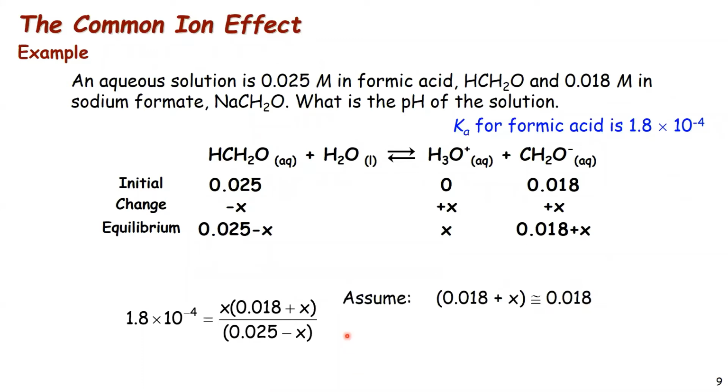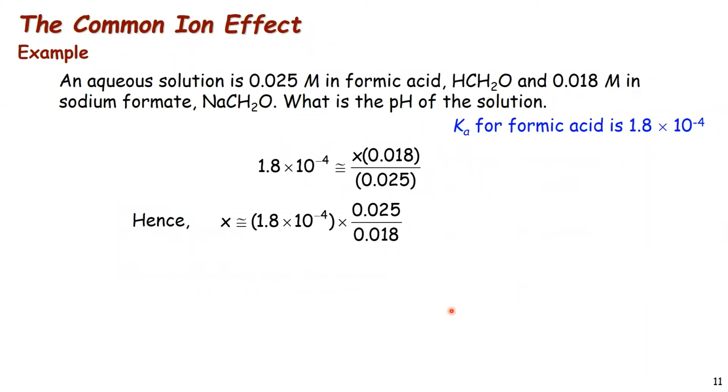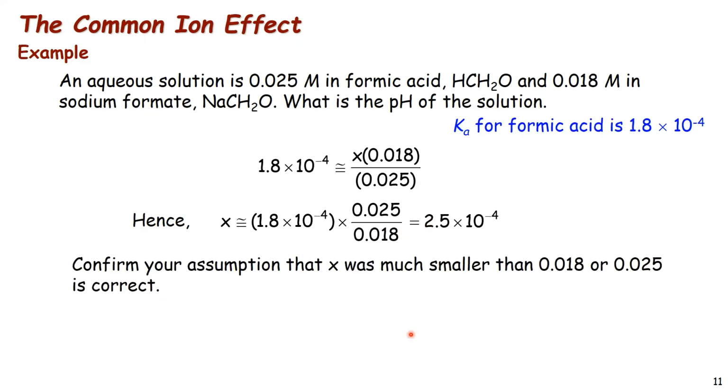We're going to start by assuming that we can ignore both the plus x and the minus x term. So that's going to give us this. Now it's simple, right? All we're going to do is solve for x. So we're going to multiply both sides by 0.025 and divide both sides by 0.018. And that's going to give us then an x value of 2.5 times 10 to the negative 4. Now we're going to go back and check our assumption. Were we allowed to ignore that plus and minus x term?